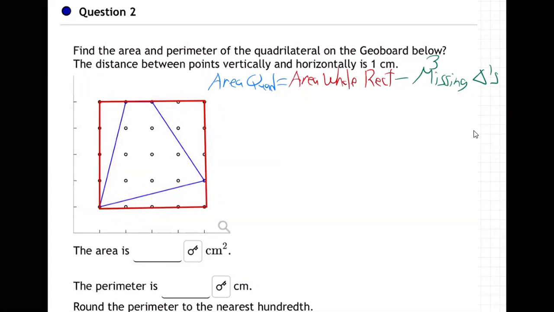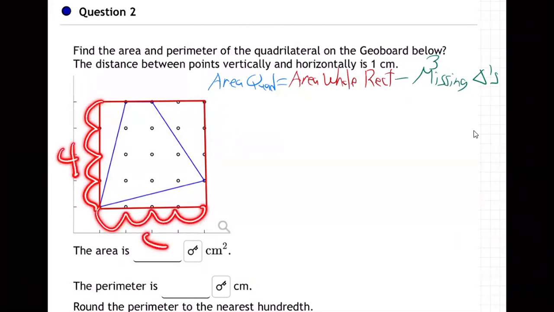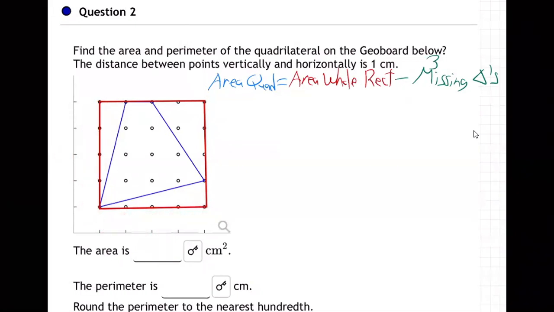So what's the whole rectangle? Well, the whole rectangle is 1, 2, 3, 4. Remember, we count jumps for distance. So it's 4 by 1, 2, 3, 4. 4 by 4 rectangle. The whole rectangle is 4 by 4, 16. And we can see it. I like to see it.